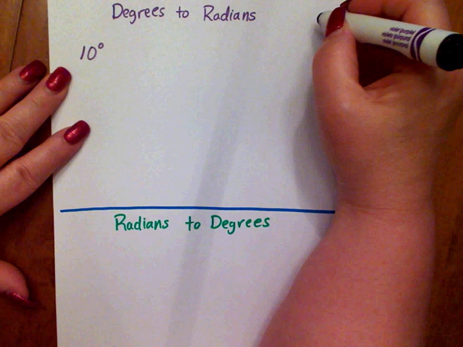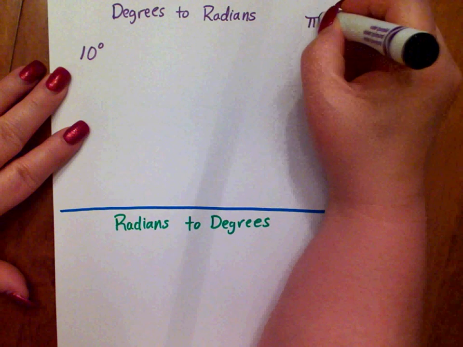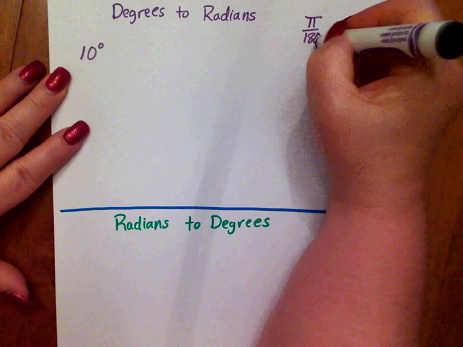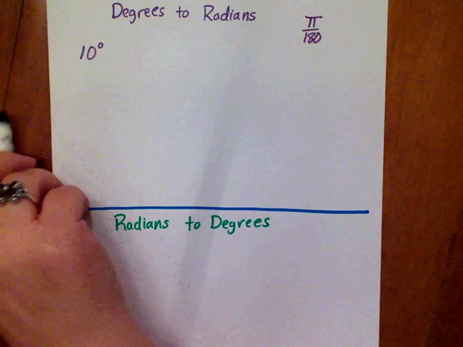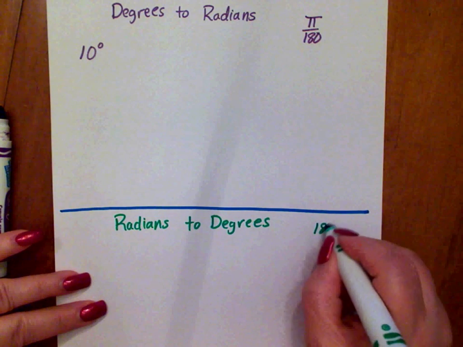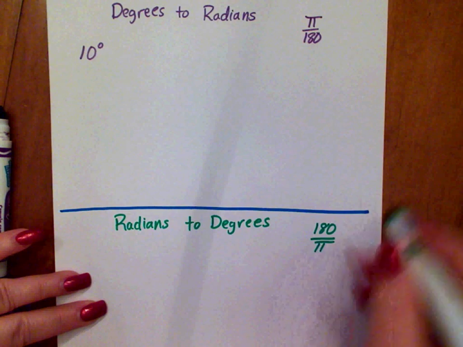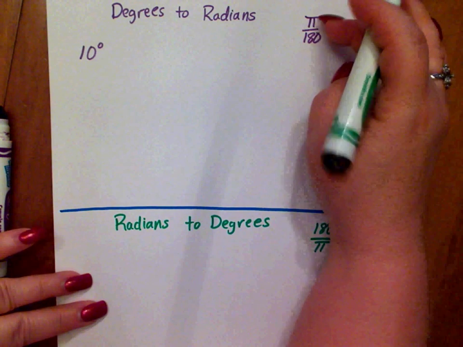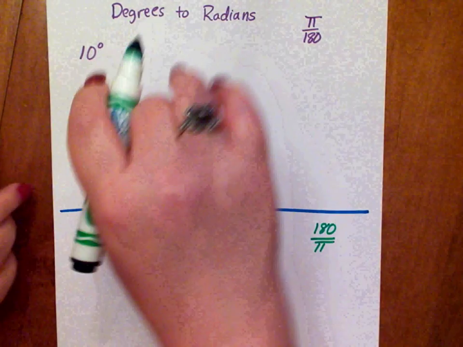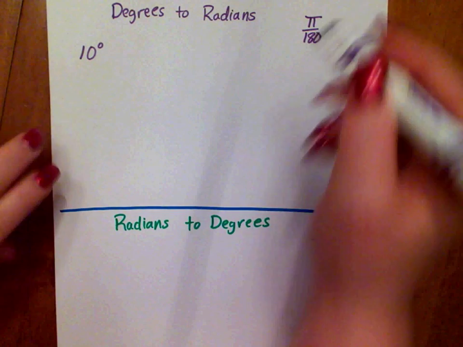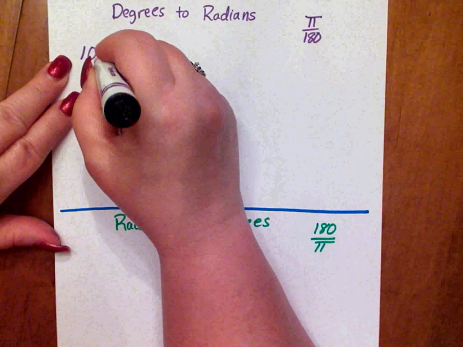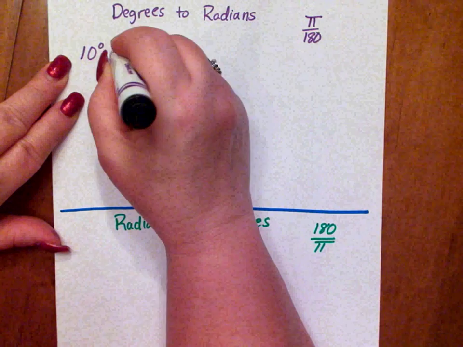The conversion is, you're going to really multiply these by pi over 180. When you do degrees, it'll be the other way around, and you do 180 over pi. Why do we do it this way? Because pi radians is equivalent to 180 degrees. So all you do is you take your degree measure, and I'm just going to multiply it by pi over 180.